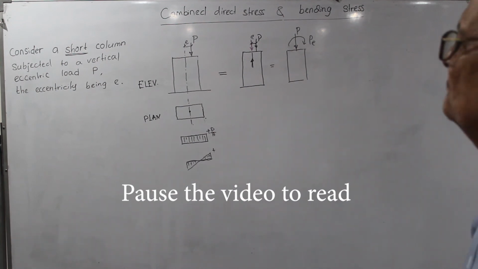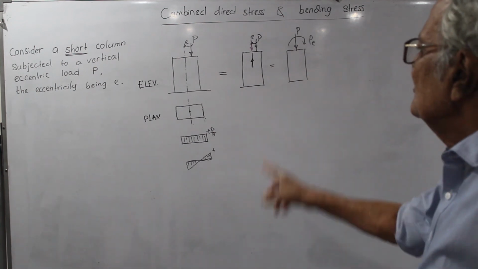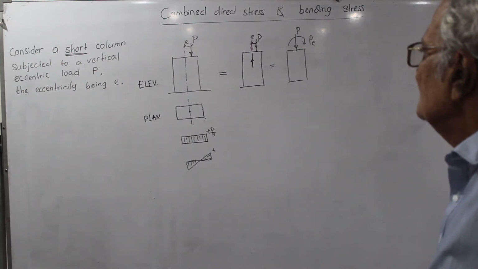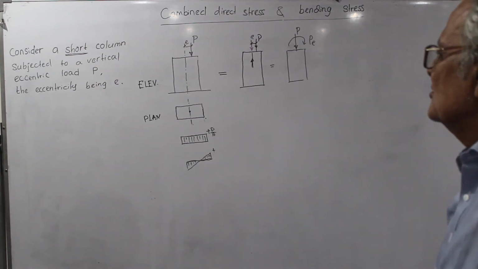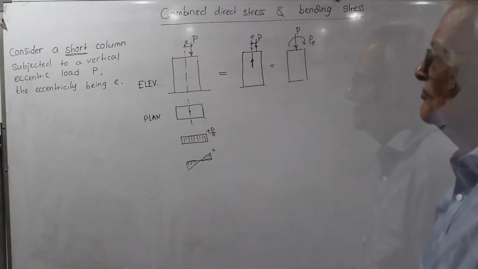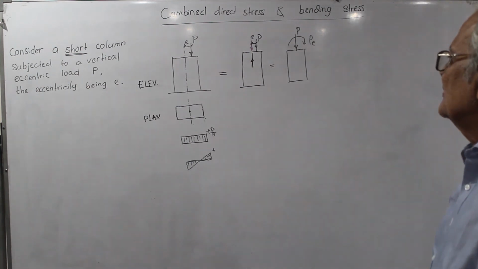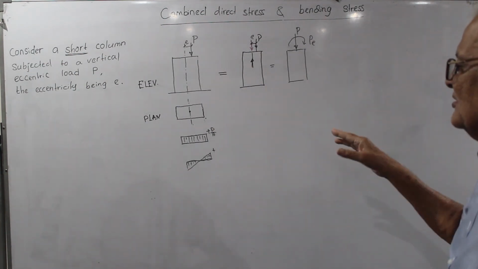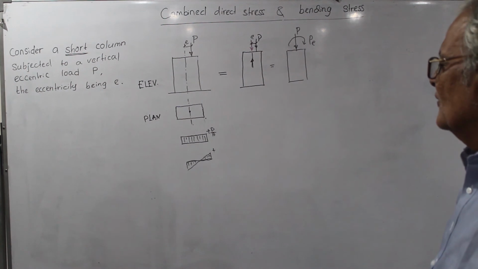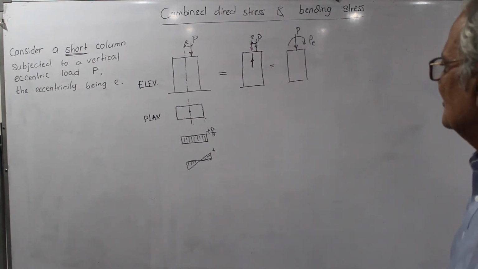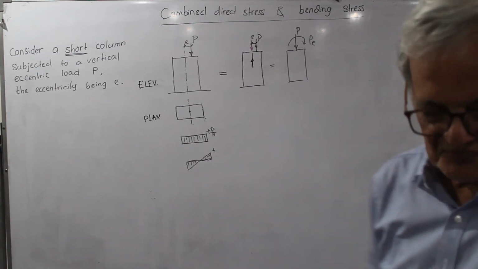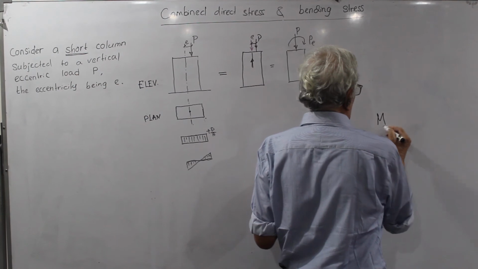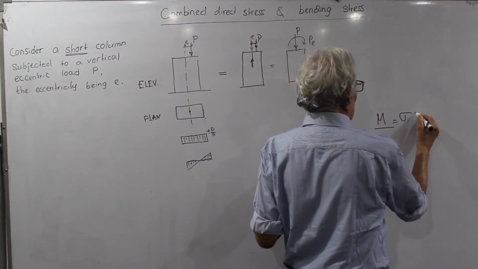The eccentric load P is equivalent to an axial load P and a moment PE, as shown by the side diagrams to the right of the short column. Then the axial load P will give an axial direct stress P over A. The bending moment PE will give us a bending stress, M equals sigma Z.